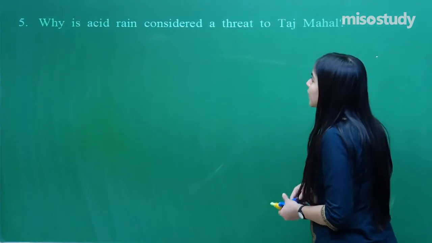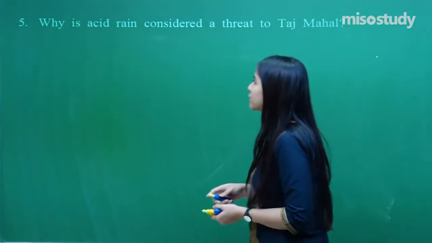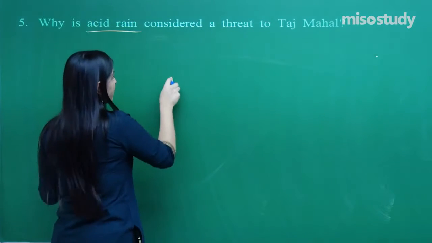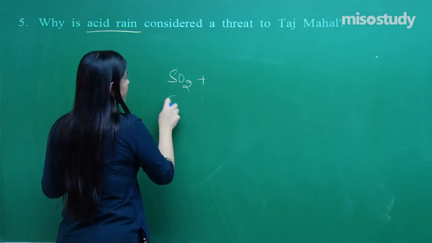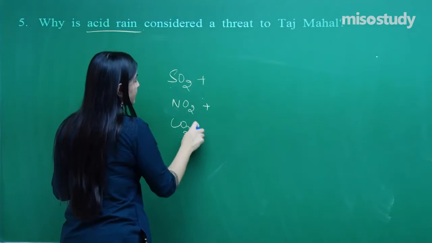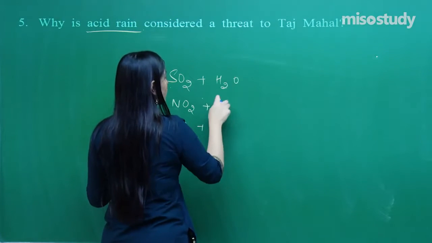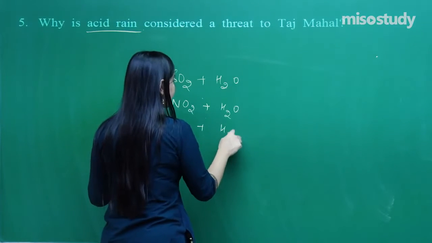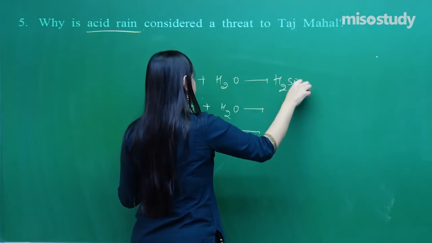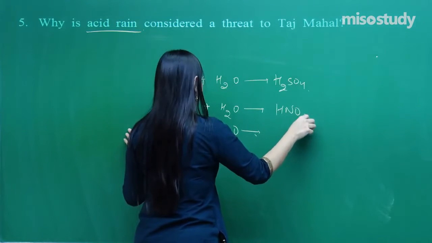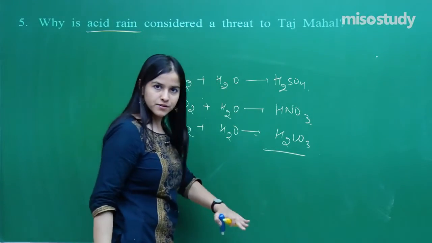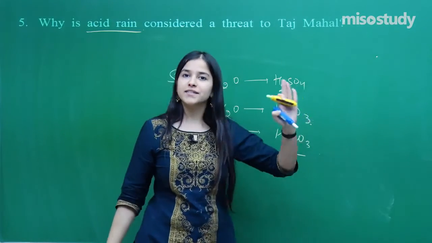Question number 5. Why is acid rain considered a threat to Taj Mahal? First of all, what is acid rain? You need to mention that because it's a 2-mark question. Basically, these are the pollutants present in the atmosphere leading to the formation of acid rain. When they react with water vapor, they give certain acids: H2SO4, nitric acid, carbonic acid. This causes the pH of the rain to reduce, thereby leading to acid rain formation.